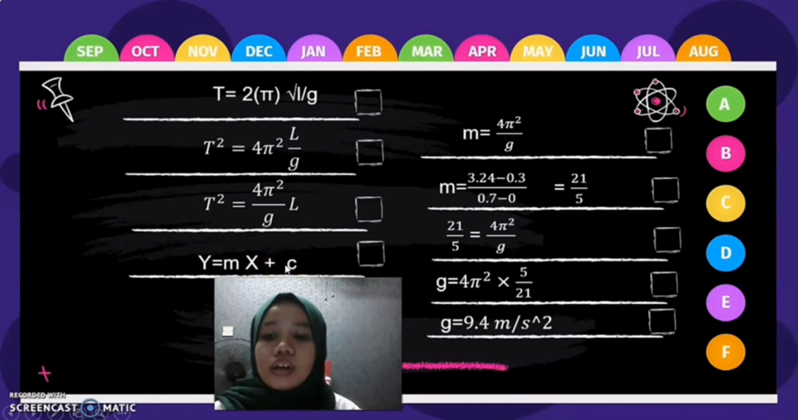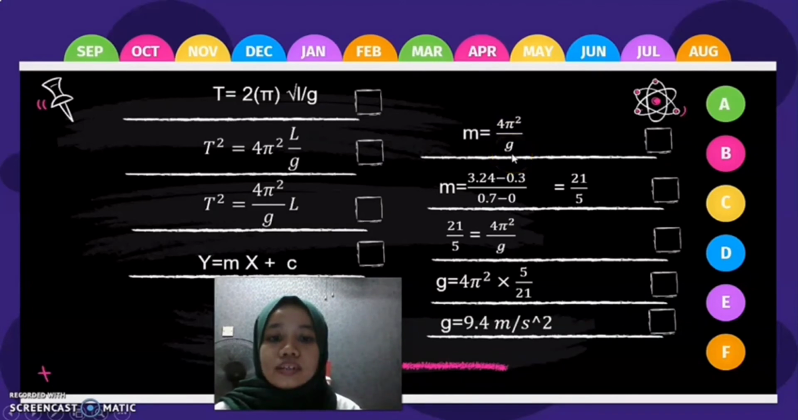This is because T squared and L were plotted into the graph before. Our y-axis from the graph is T squared and our x-axis is L. So from here, we can find the gravity itself. Here, 4 pi squared over gravity is equal to m, which is the gradient in the graph. So m is equal to 4 pi squared over gravity.